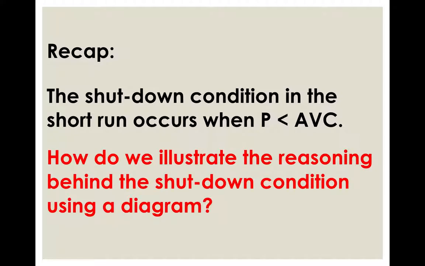So what is the reasoning behind this shutdown condition and how do we illustrate this reasoning using a diagram? For today's purposes, we'll be looking at a PC firm, but please note that this shutdown condition holds regardless of whichever market structure we're talking about. Even if we're talking about other market structures such as monopoly, oligopoly, and monopolistic competition, the shutdown condition stays the same, which is P smaller than AVC.